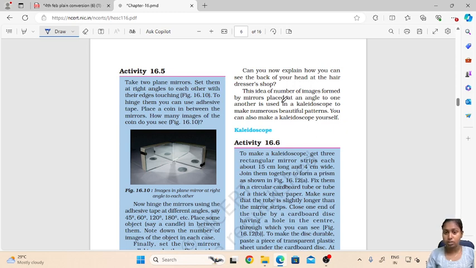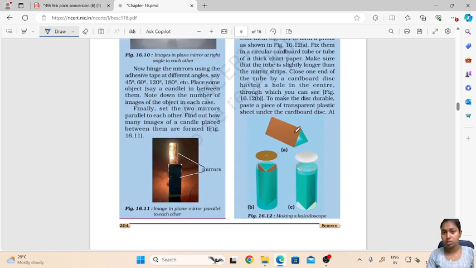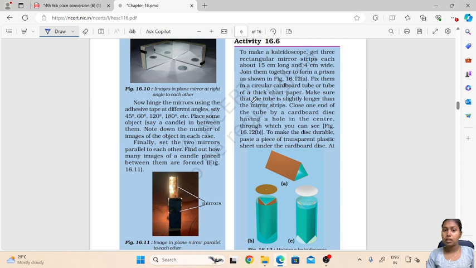This idea of the number of images formed by mirrors placed at an angle to one another is used in a kaleidoscope to make numerous beautiful patterns. So this is a kaleidoscope. It is easy to make.